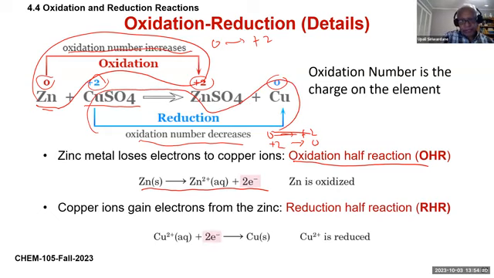Copper gains 2 electrons. This is called the reduction half reaction. A galvanic cell isolates these 2 electrons, the reduction half reaction and the oxidation half reaction. In a galvanic cell, where the oxidation takes place is called the anode.